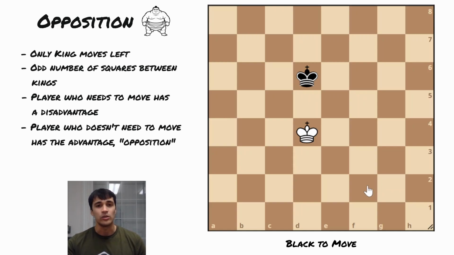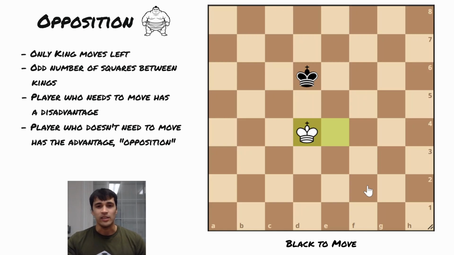If black goes to one side, then white can choose to stay right in front of him. Once again, it's black to move, so white maintains the opposition. And if black goes backwards, white can choose to stay right in front of him. So opposition can be used defensively to stay in front of the other king.